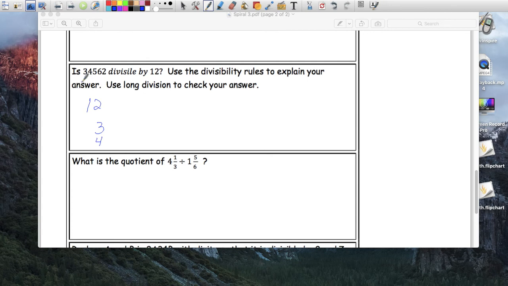Well, to be divisible by 3, you have to add all these numbers. 3 plus 4 is 7, 7 plus 5 is 12, 12 plus 6 is 18, 18 plus 2 is 20. Is 20 divisible by 3? No. Is it divisible by 4?